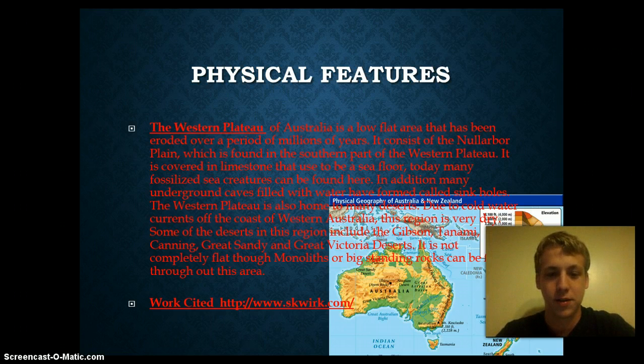The Western Plateau is also home to many deserts. Due to cold water currents off the coast of Western Australia, this region is very dry. Some of the deserts in this region include the Gibson, Tanami, Canning, Great Sandy, and Great Victoria deserts. It is not completely flat though. Monoliths or big standing rocks can be found throughout this area.